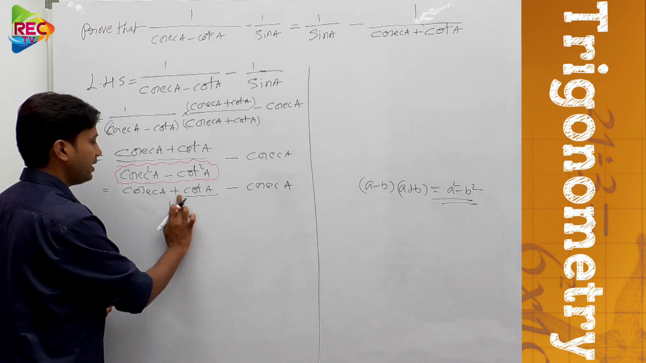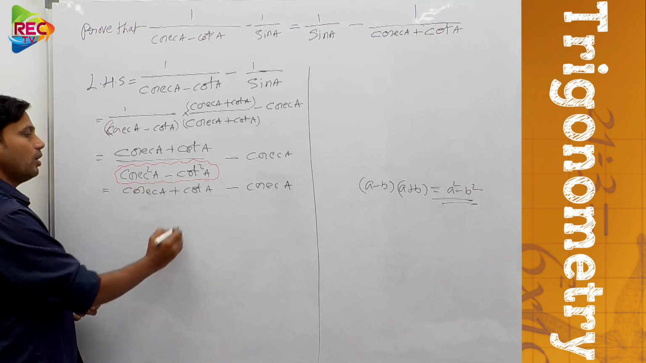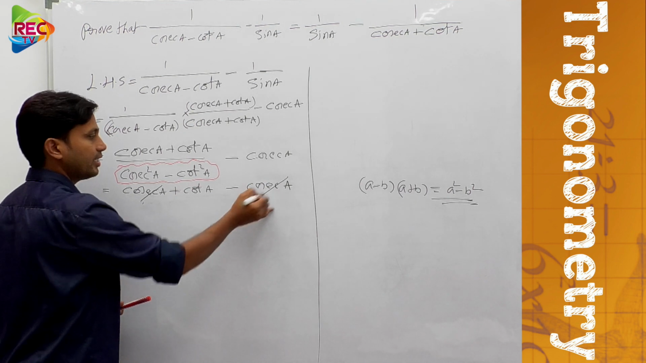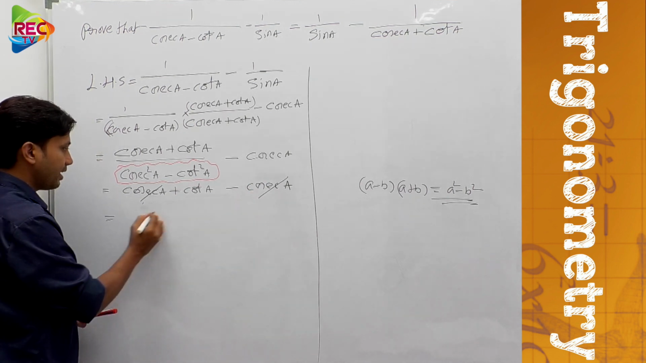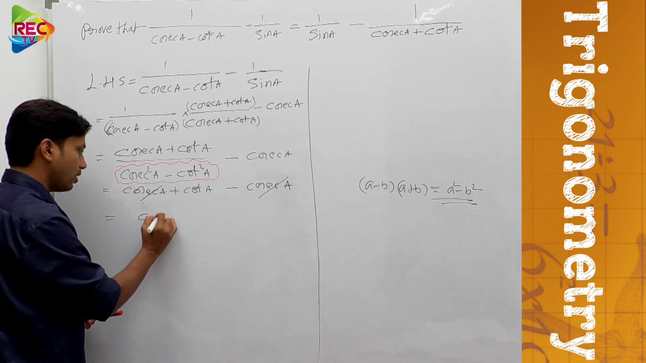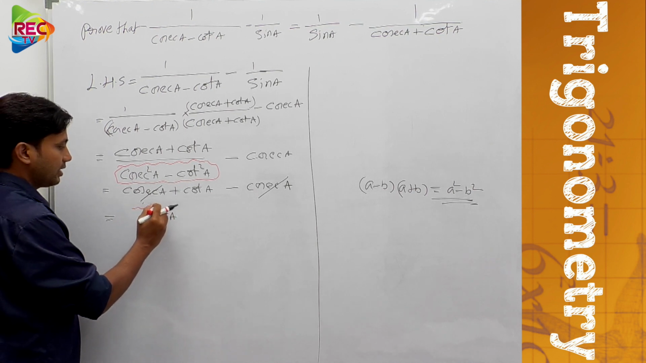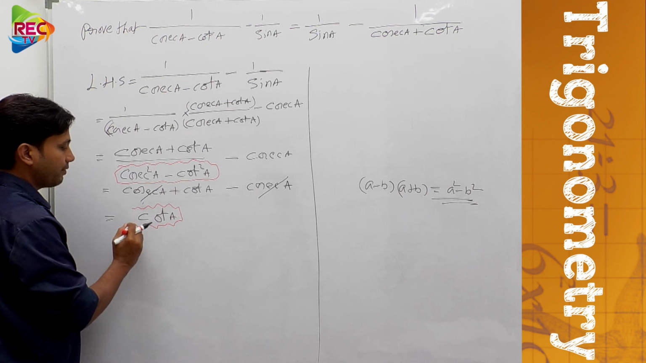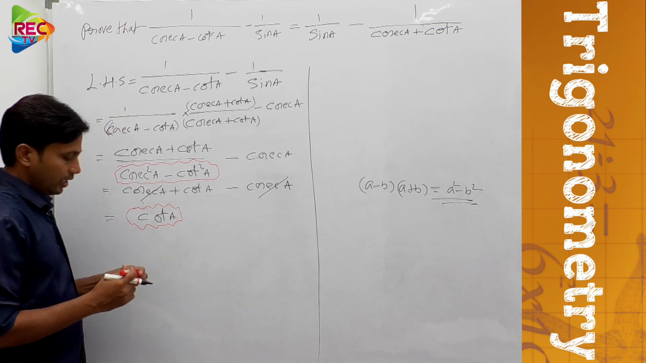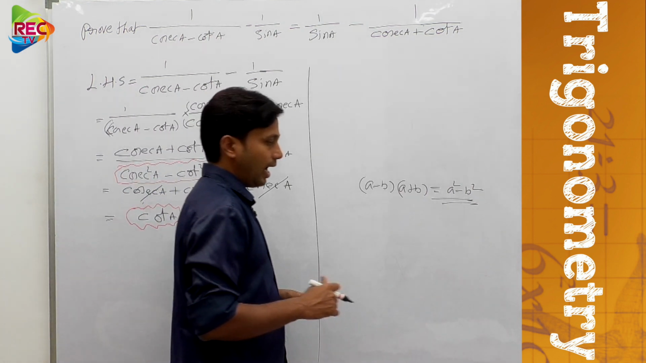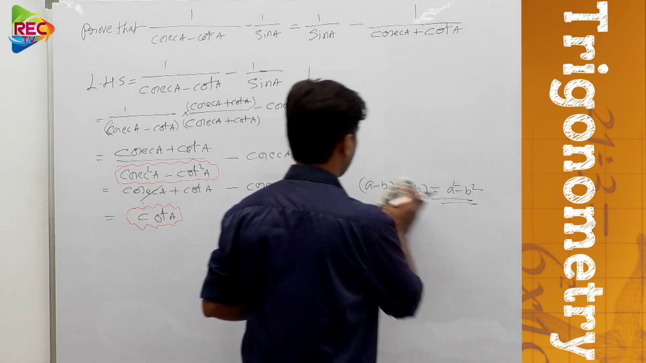This one we don't need to write. Okay. Now cosecant A minus cosecant A will be gone. Now what is left over here? This is cot A, right? So now this is the LHS part after simplification, right? Now let us go for solving the RHS part also and let us see what happens.